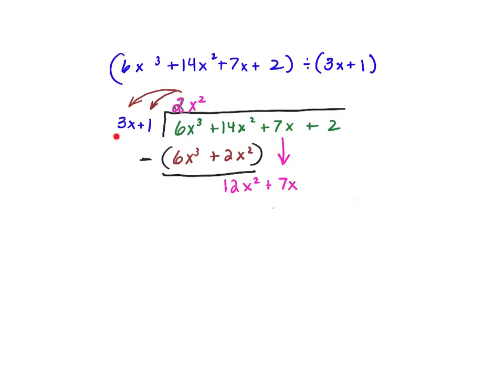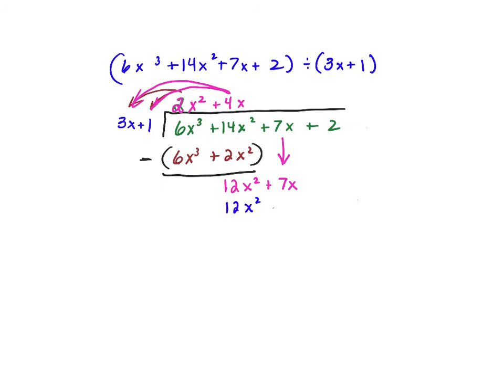And we repeat. 3x times what gives me 12x squared? So 3 times 4. So I'm going to have to use a 4 up here. And to get an x squared, I need one more x. And I distribute that to my divisor. 4 times 3 is 12, and x times x is x squared.